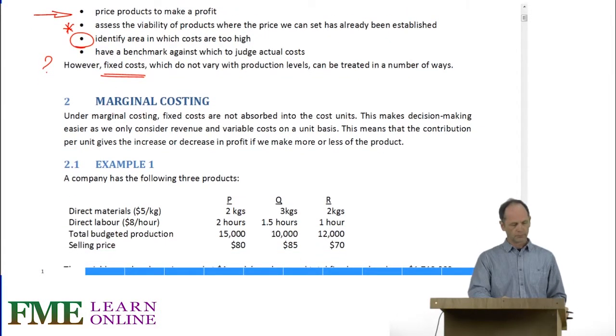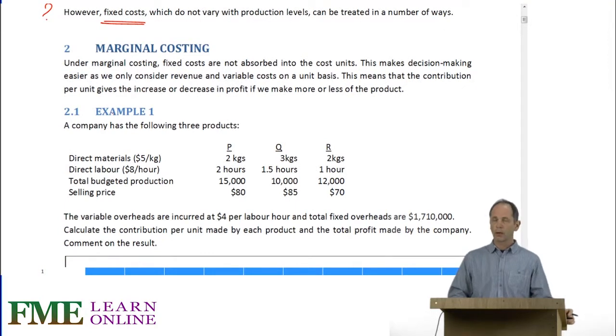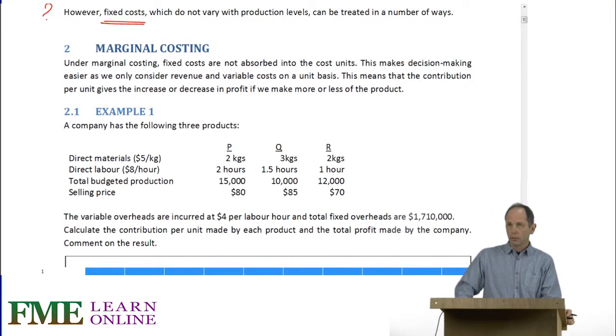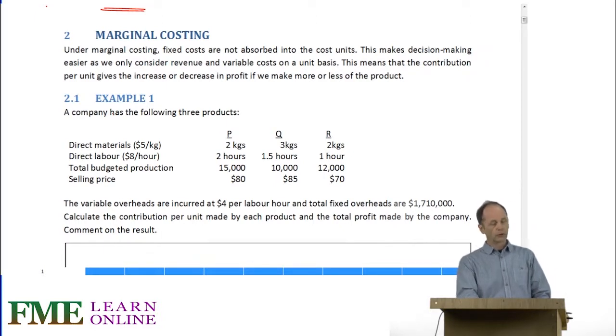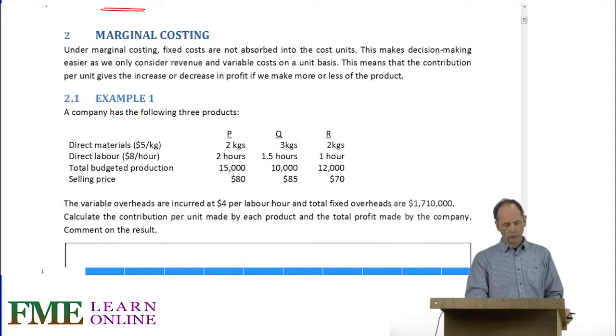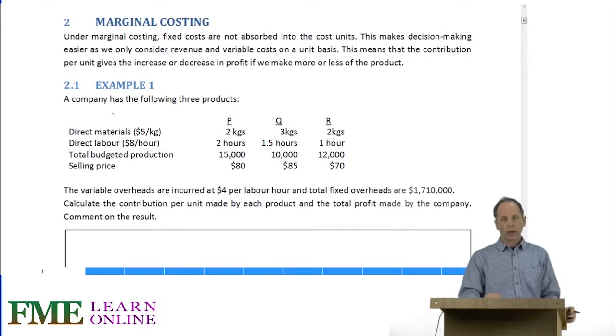One possibility, which hardly ever comes up in F5 on its own, although we'll use the idea a lot in short-term decision-making in another seminar, but hardly ever just asked to do the profit analysis, is marginal costing. Now, under marginal costing, of course, fixed costs aren't absorbed into the cost units at all, and we simply look at the selling price or the revenue we produce and the variable costs to give us contribution, and as long as that contribution covers the total fixed costs, then we're making a profit.